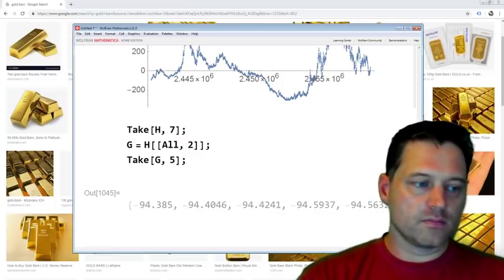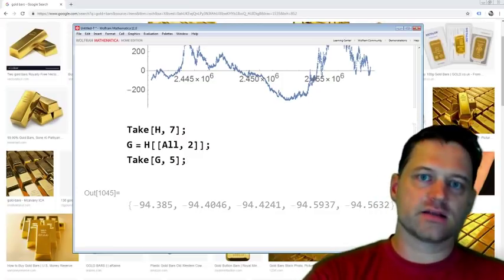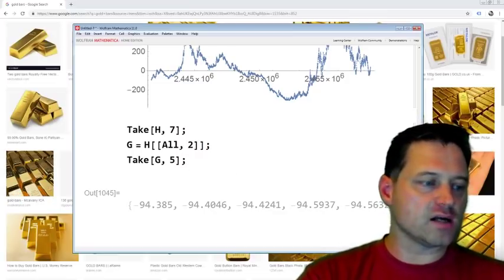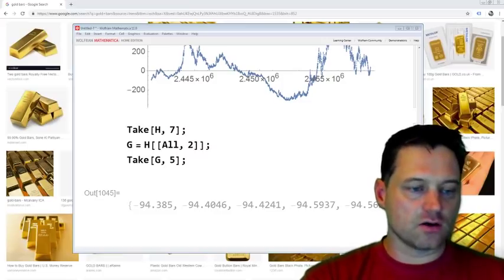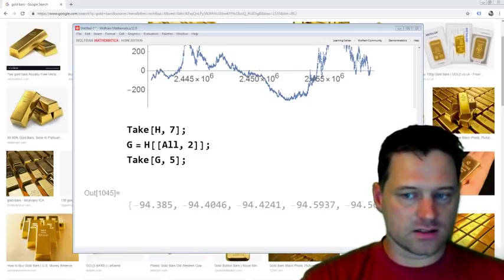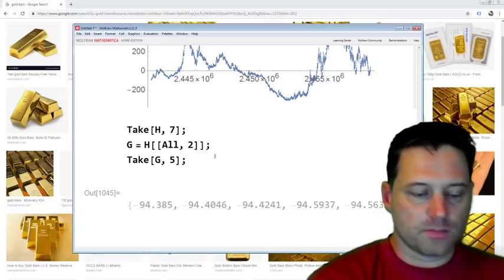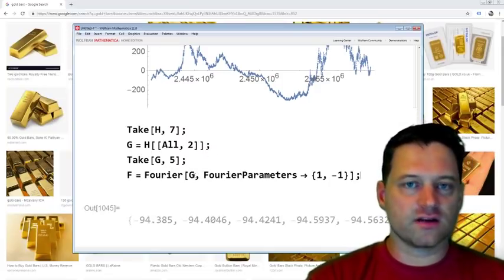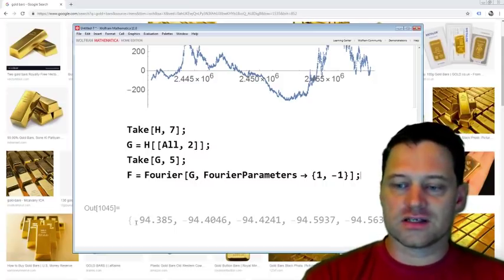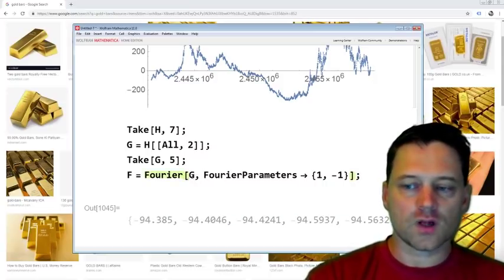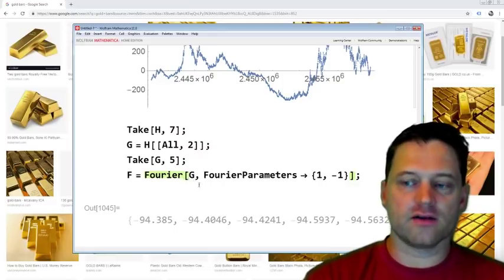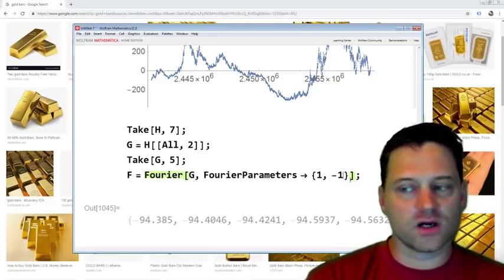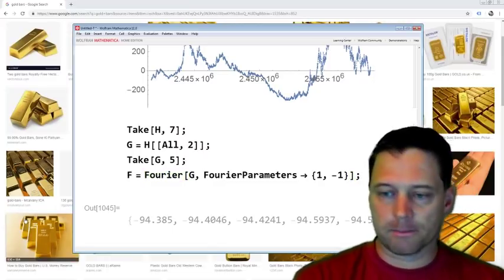Now, that is a rather involved process, okay, that I will save the discussion of for another video, but there is a built-in function called Fourier that does this for us. Okay, so I'll paste it here. So Fourier, so I'm taking the discrete Fourier transform of this data here. All right, so G. I'm applying that transform to G, and I'm using the Fourier parameters 1, -1 that are appropriate for signal processing.